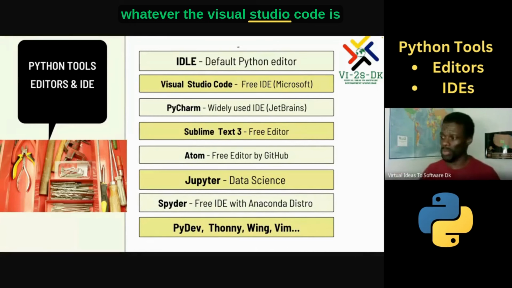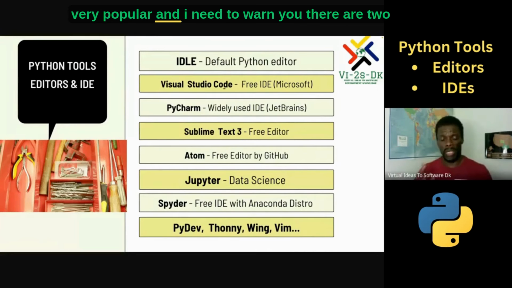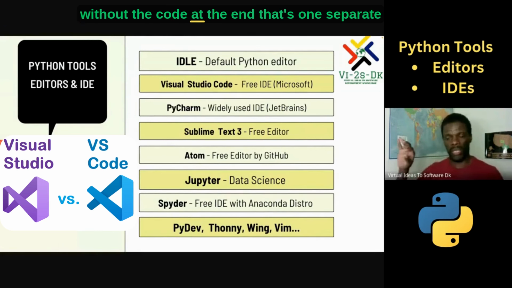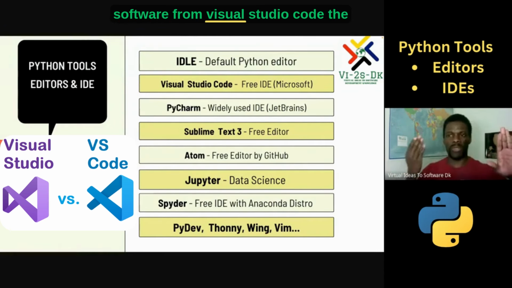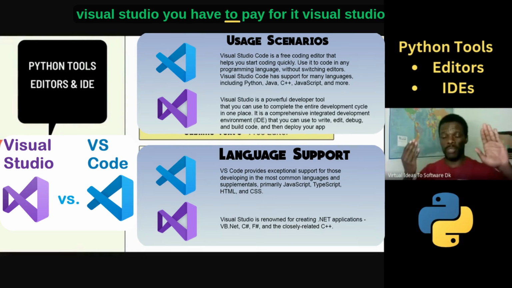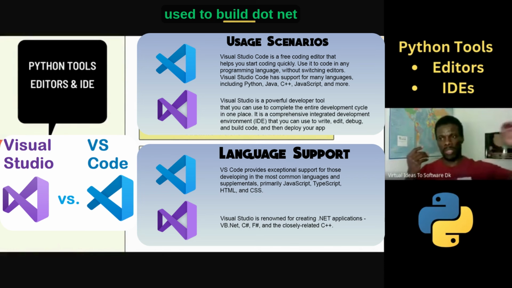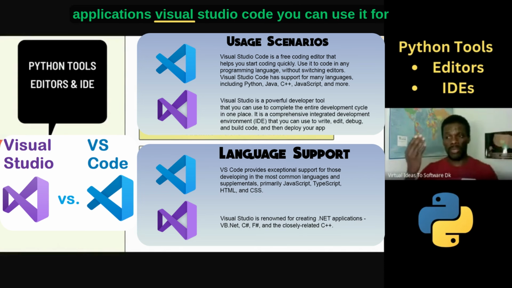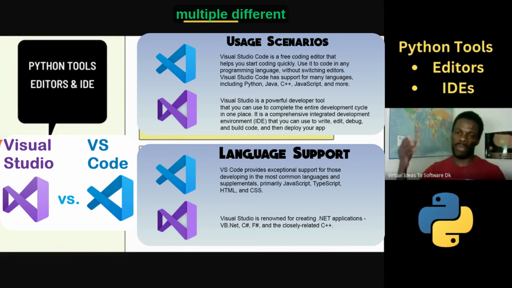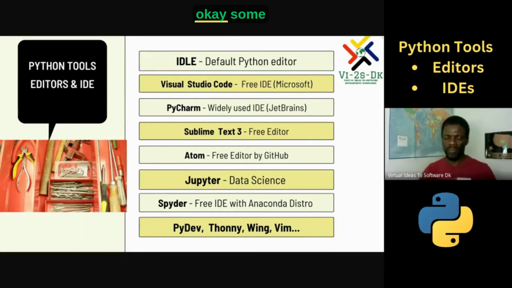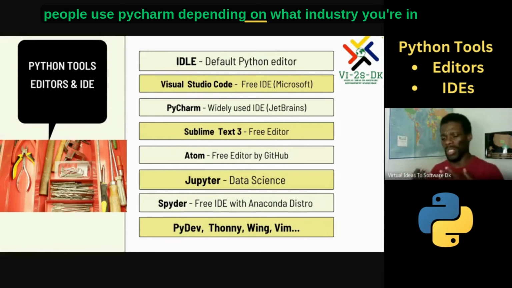The Visual Studio Code is very popular. And I need to warn you, there are two types of Visual Studio. There's Visual Studio without the code at the end. That's one separate software from Visual Studio Code. The Visual Studio, you have to pay for it. Visual Studio Code is free. So Visual Studio is used to build .NET applications. Visual Studio Code, you can use it for multiple different types of languages, which we'll see in a little bit, okay? Some people use PyCharm, depending on what industry you're in.